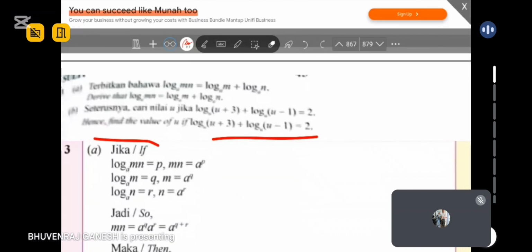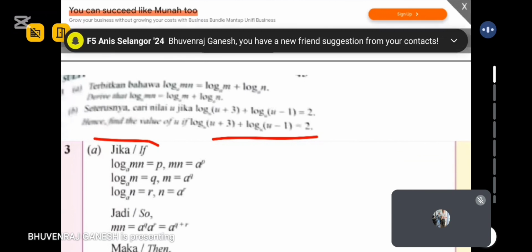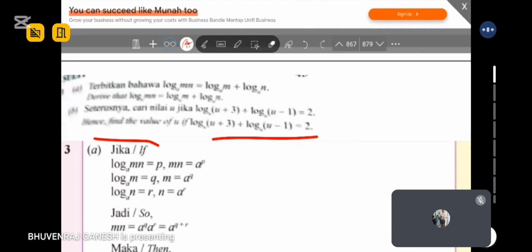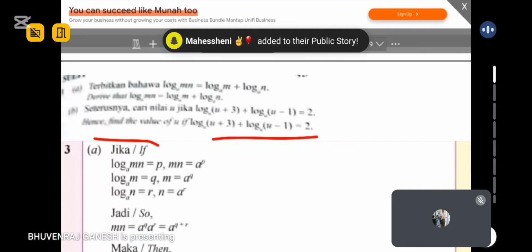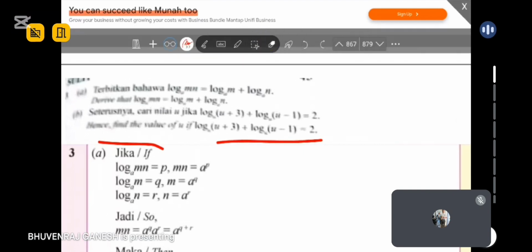Is there an easy way to memorize log rules? So far, I never think of any method lah guys. Saya tak fikir apa-apa kaedah senang nak hafal yang ni. I think better just hafal only. Alright, so we go to question B.